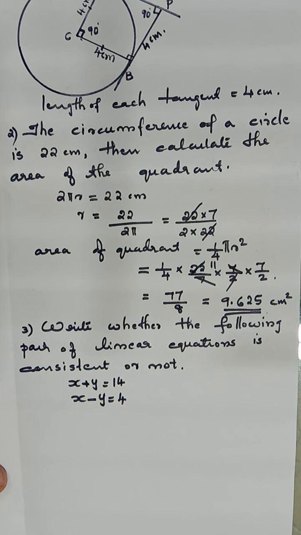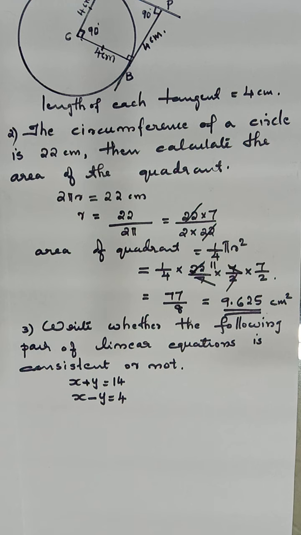Third question: write whether the following pair of linear equations is consistent or not. Here you should understand the conditions of consistency. There are two conditions for consistent. If a system of equations is having a unique solution, we say that it is consistent. Or otherwise, if a system is having an infinite number of solutions, then also we say it is consistent. But whereas if you are getting no solution, it is inconsistent.